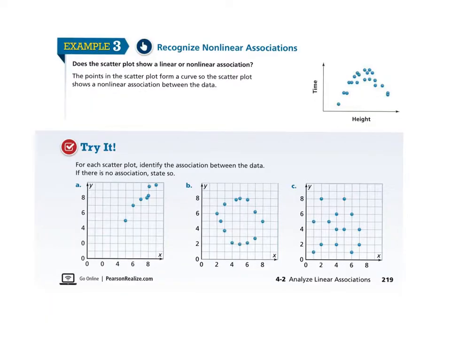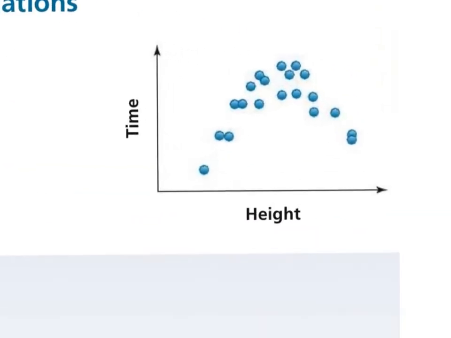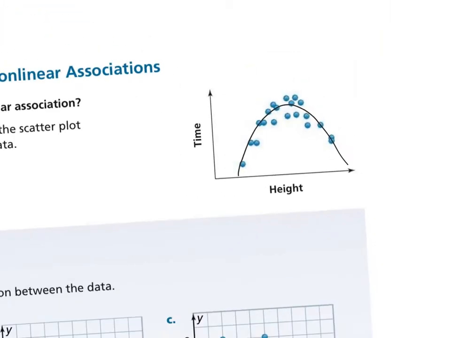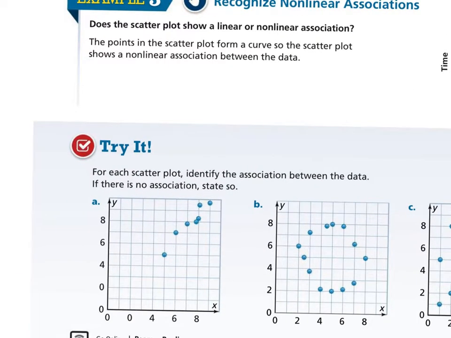So example 3, does the scatter plot show a linear or nonlinear association? Well, if we try to draw a line through this, we're not going to be able to draw any kind of a straight line. There are other things we can draw to give an idea of what's happening, but obviously if we try to stay close to those points, that's going to have to be curved, and that is not a straight line, so that would be a nonlinear association.